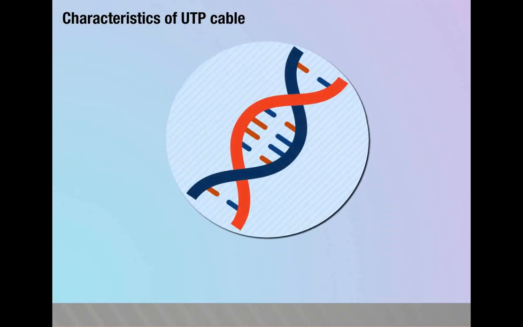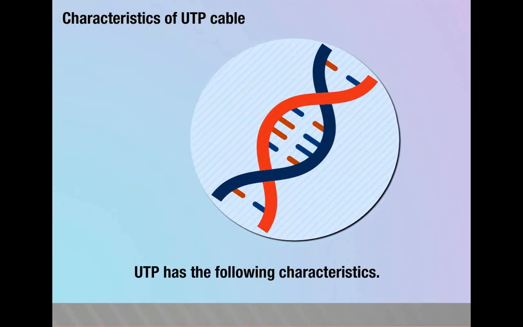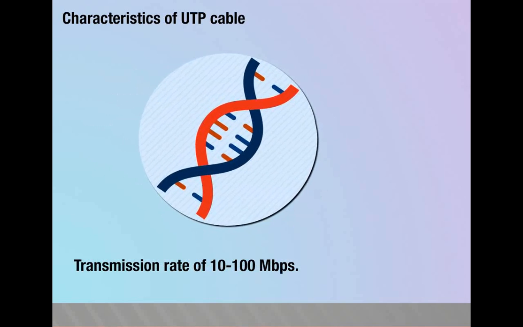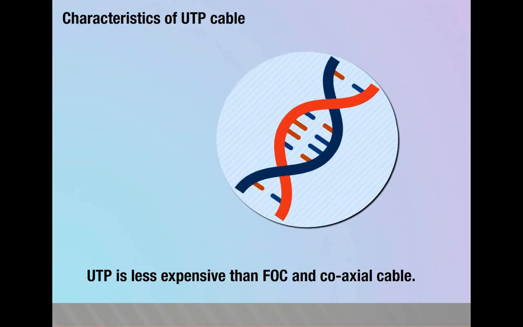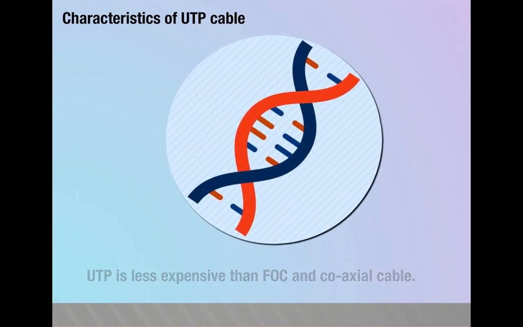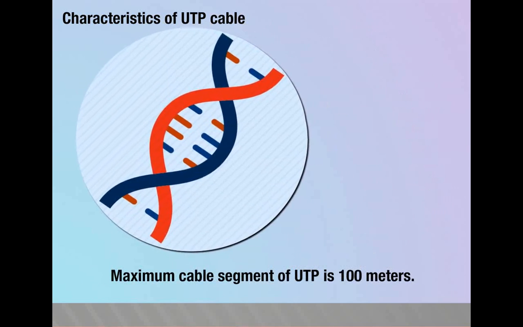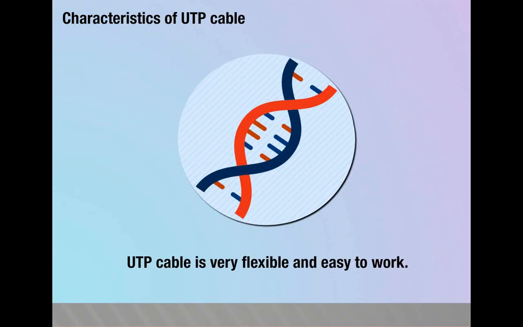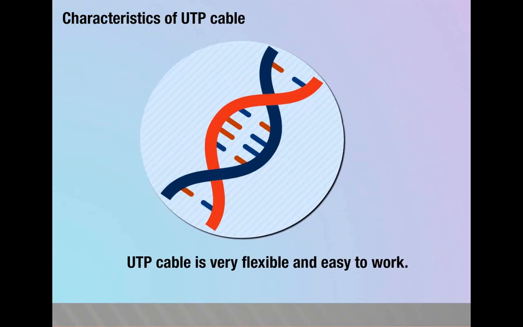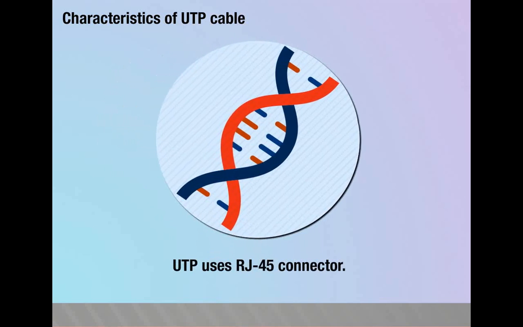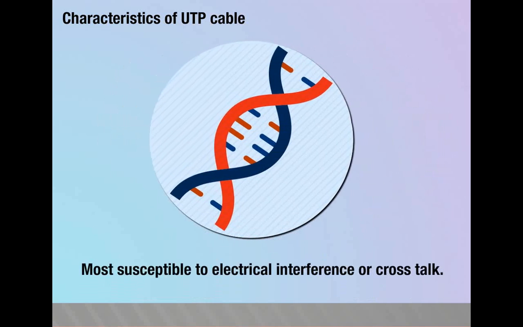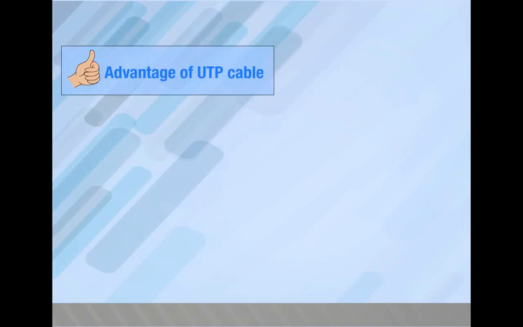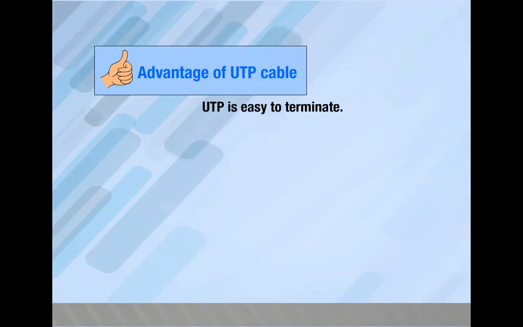Characteristics of UTP cable. UTP has the following characteristics. Transmission rate of 10 to 100 Mbps. UTP is less expensive than FOC and coaxial cable. Maximum cable segment of UTP is 100 meters. UTP cable is very flexible and easy to work. UTP uses RJ45 connector. Most susceptible to electrical interference or crosstalk. Advantages of UTP cable. UTP is easy to terminate. Cost of installation is less.